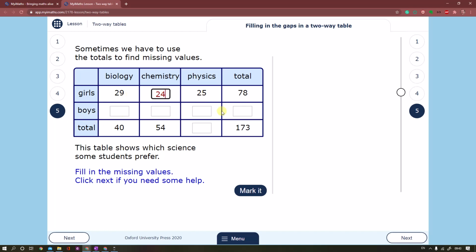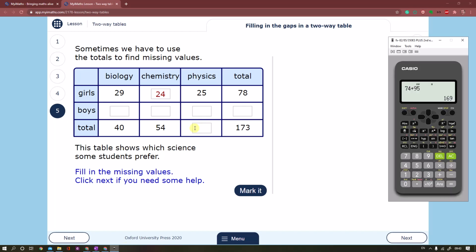Well, I can't do anything about the boys at the moment, but we can also check the total number of students doing science at all. And we've got 40 and 54. That gives me 94. Get my calculator back. To find out what's missing, I've got 173 people in total. I'm going to take away from that the biology students in total and chemistry students in total. And that will leave me the number of physicists, 79.